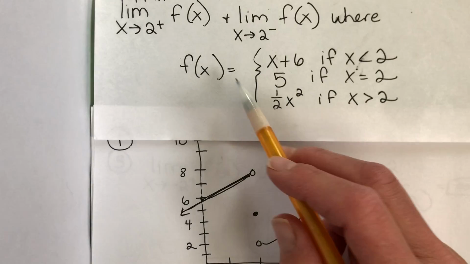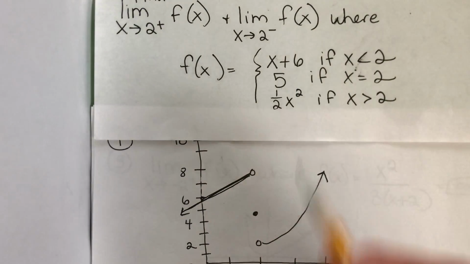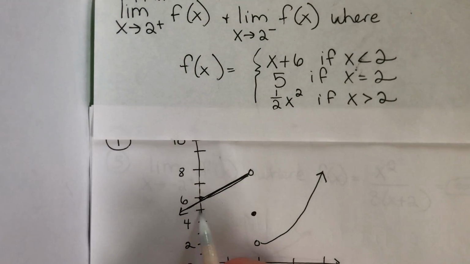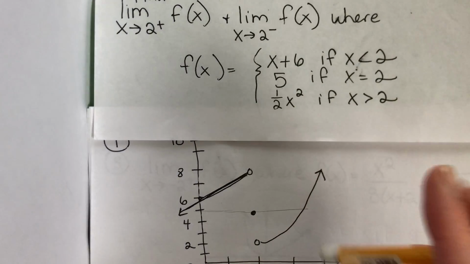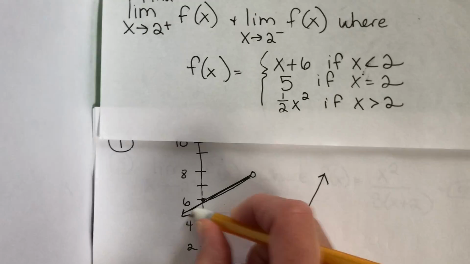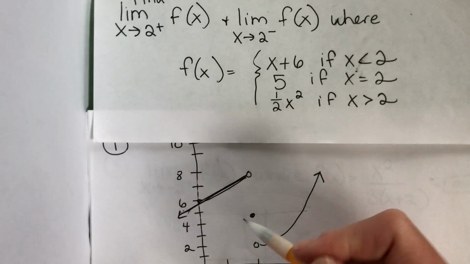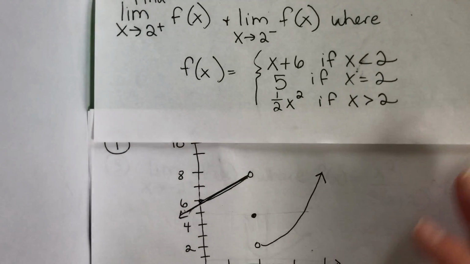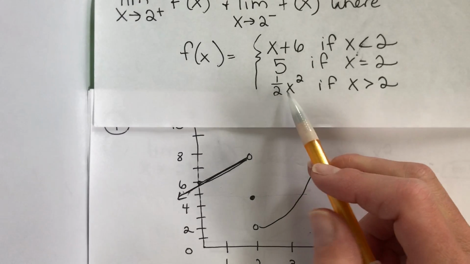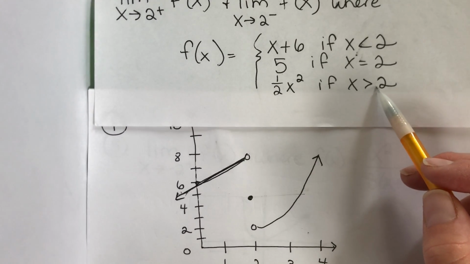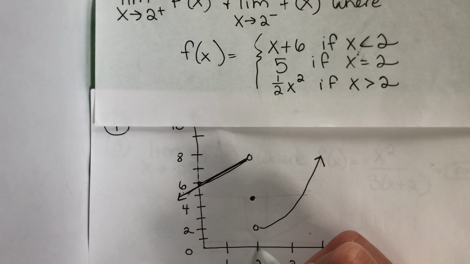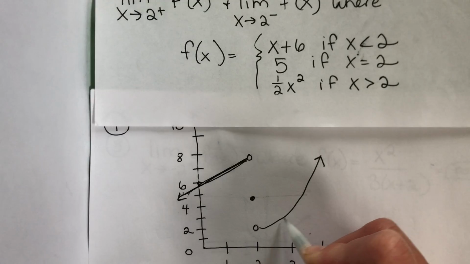Now, the line f of x equals 5, well, that's just a horizontal line that goes through the y-axis at 5 like this. But we only want to see it at 2, so basically just erase everything that I just showed you, and it's just a dot. And then the last one is a parabola, because I see the x squared here. 1/2 x squared for all x values greater than 2. So at 2, it's right here, so put an open dot, and then it's looking like that.